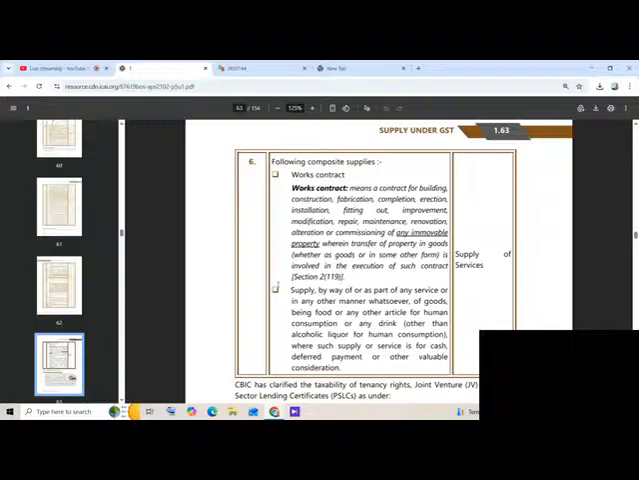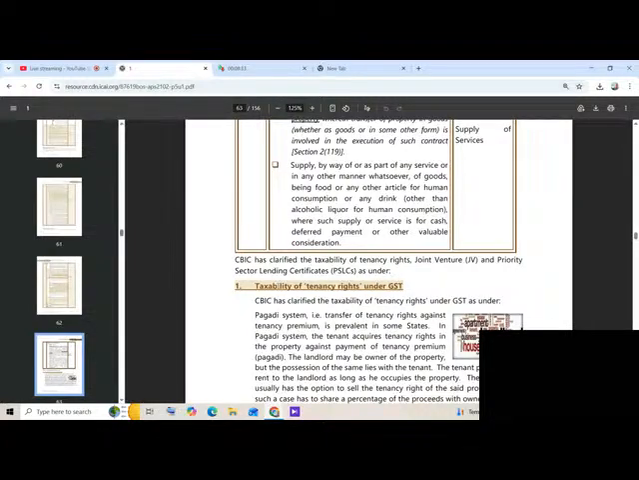Supply by way of or as part of any service or in any other manner whatsoever of goods, being food or any other article for human consumption or any drink, alcoholic liquor, where such supply or service is for cash, deferred payment, or other valuable consideration, is also a supply of services.